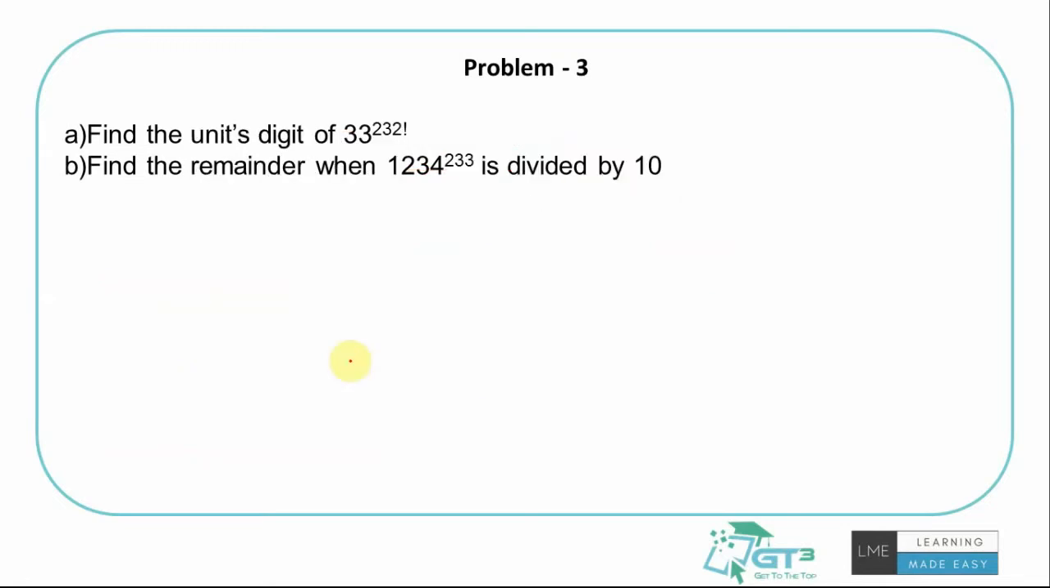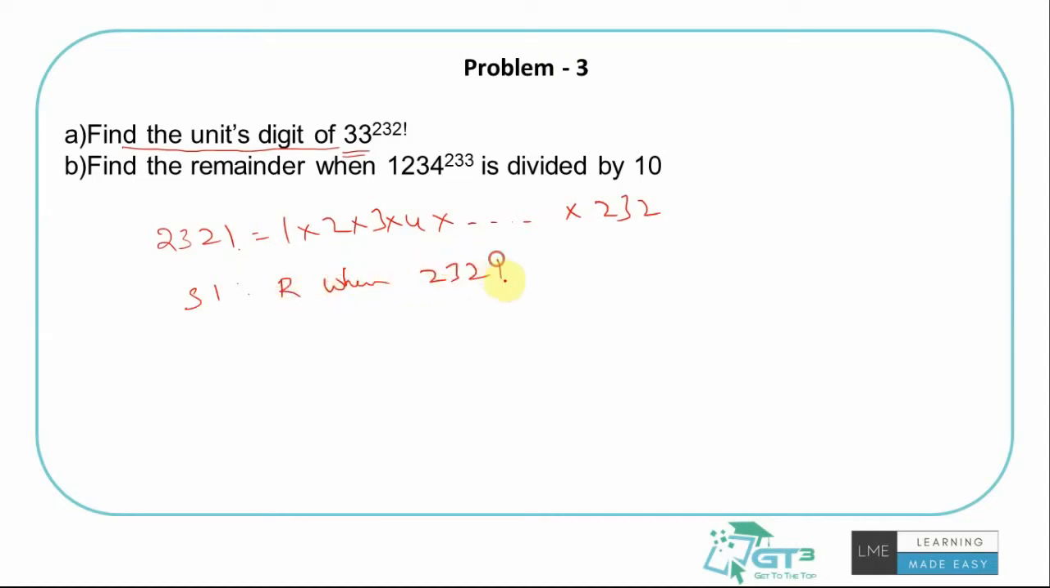So this one is something related to the powers. It's asking you to find the unit digit of 33 raised to 232 factorial. So 232 factorial means basically 1 into 2 into 3 into 4 and so on up to 232. As I said, the first step is to find the remainder when the power, 232 factorial, is divided by 4. Because 232 factorial is basically 1 into 2 into 3 into 4 into everything, when I divide by 4, the remainder will automatically be 0.